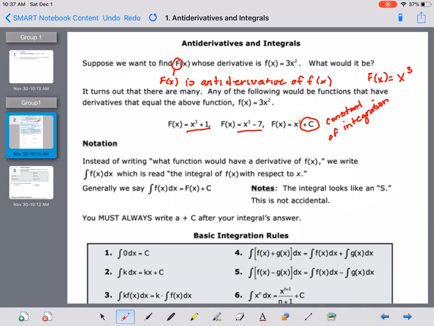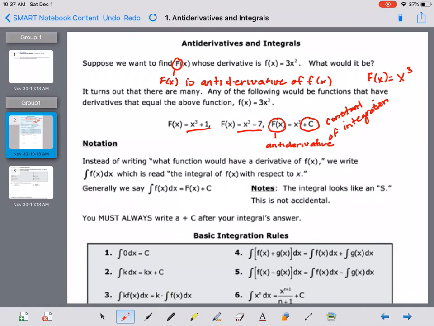So the constant of integration, where capital F of x represents the antiderivative. The idea of going backwards is just doing it in inverse operation. So if we wanted to do a plus, we do a minus. If we wanted to do a multiplication, we'd do division. It's just inverse operation. So the antiderivative is just the inverse operation of a derivative.